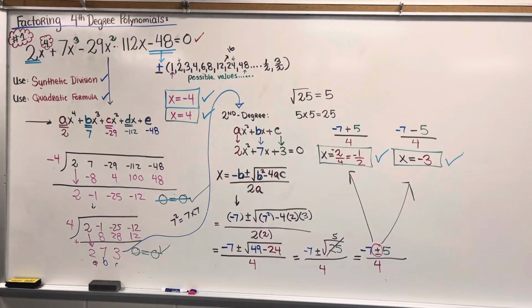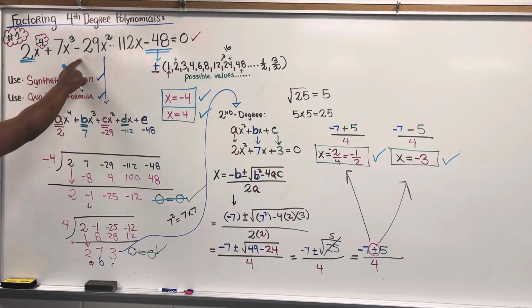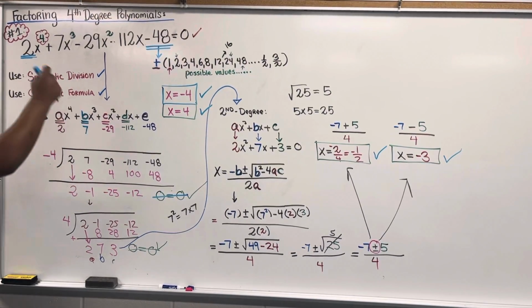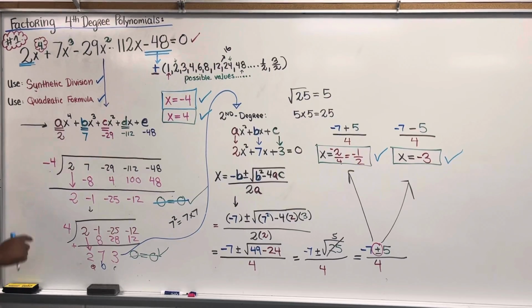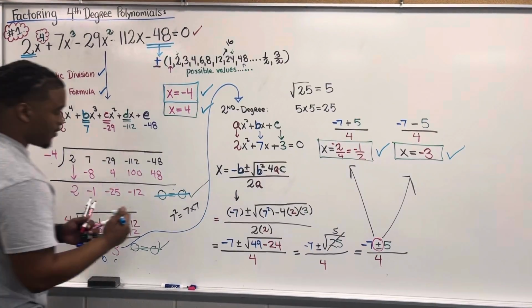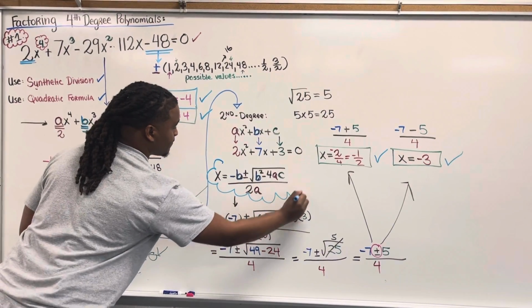So this is how you can simplify fourth-degree polynomials by using the synthetic division method. Once you get down to a second-degree polynomial, you can either continue to do the synthetic division, or you can switch over to the quadratic formula. And of course, the quadratic formula is this right here.